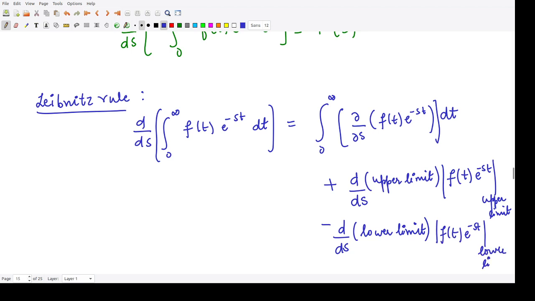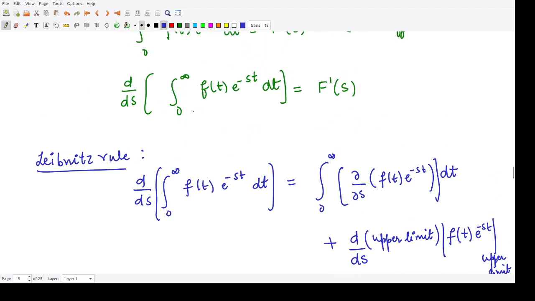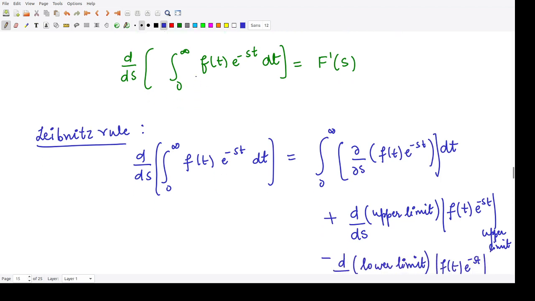So this is the formula that we shall use here. When you use this formula, what would you have? Let us see that. If I apply this formula here, on the left hand side I would have the integration from 0 to infinity, then the partial derivative of this particular term with respect to s.